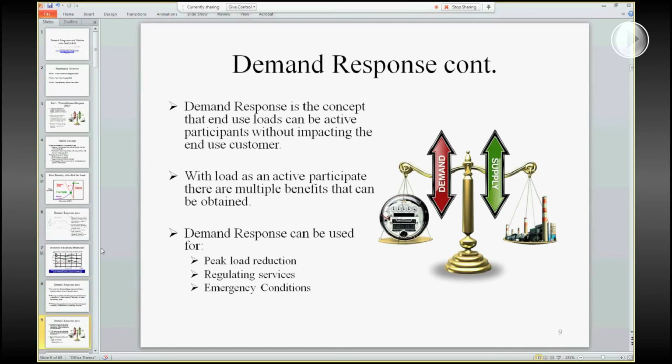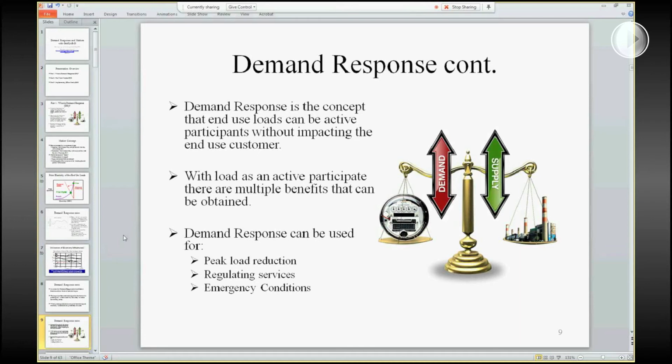And so some of the things that we've been looking at in GridLAB-D specifically are peak load reduction, regulating services, and some kind of emergency conditions where you can use load shedding type of ideas, but instead of using load shedding, using a demand response type of signal.